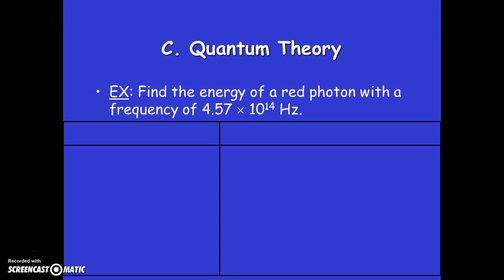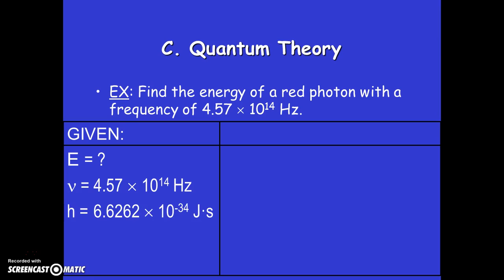So let's look real quick how we would use this equation. We want to find the energy of a red photon with a frequency of 4.57 times 10 to the 14th hertz. So let's look to see what we're given. We're trying to find energy. Our frequency is given to us right there in hertz. Shouldn't have to change that.